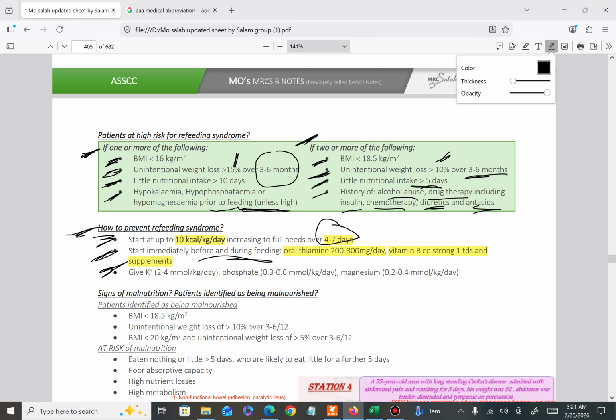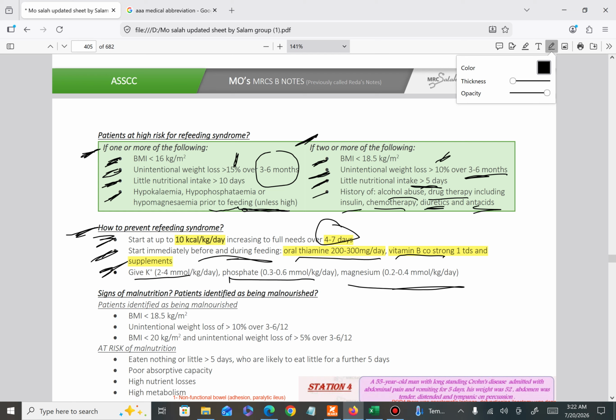What should we start before and during feeding? Oral thiamine 200 to 300 mg per day, vitamin B co strong 1 TDS and supplements. Then the third method is give potassium 2 to 4 millimole per kg per day, phosphate 0.3 to 0.6 millimole per kg per day, and magnesium 0.2 to 0.4 millimole per kg per day.